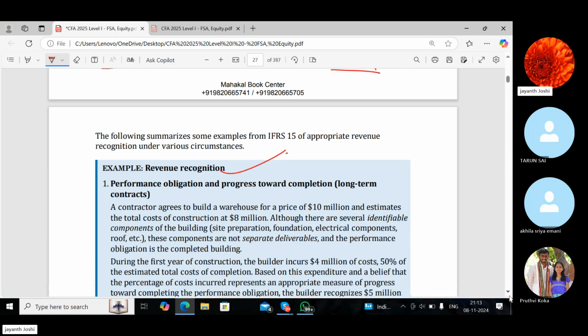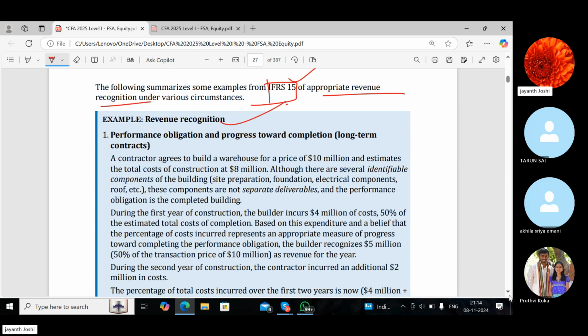So here, IFRS 15 deals with revenue recognition. This is the standard which deals with revenue recognition. Let us go through each and every concept here. Performance obligation and progress toward completion. Long-term contracts. A contract agrees to build a warehouse for a price of $10 million and estimates the total cost of construction at $8 million. So they made a contract of 10 million to build a warehouse, and the total cost of construction is 8 million.